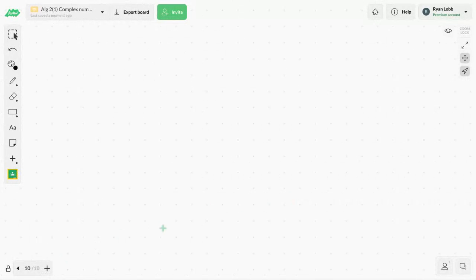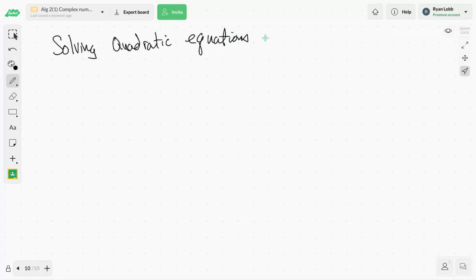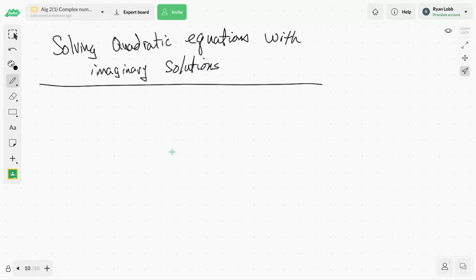And then the last bit we have for complex numbers, and this isn't new, okay, is solving quadratic equations, right? With, now in this case, imaginary solutions, all right? Process-wise, nothing different in terms of solving these, okay? Not really anything different, okay?